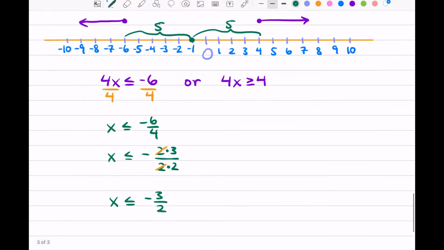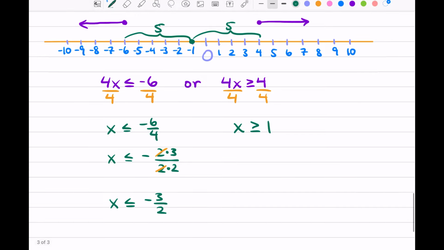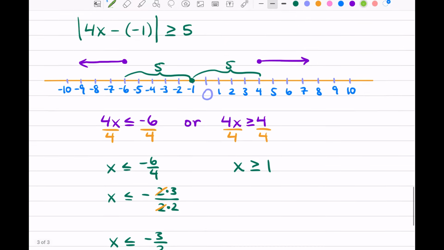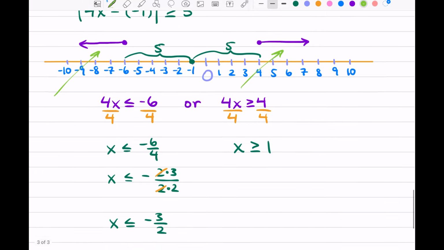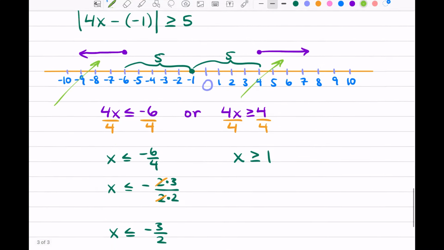That's the left side. Looking at the right side, we can divide by 4 again on both sides, leaving us with x is greater than or equal to 1. So these are our two areas where x could be. We started off by finding where 4x could be. That's these two purple regions. And knowing that allowed us to simplify the problem and figure out where x could be.